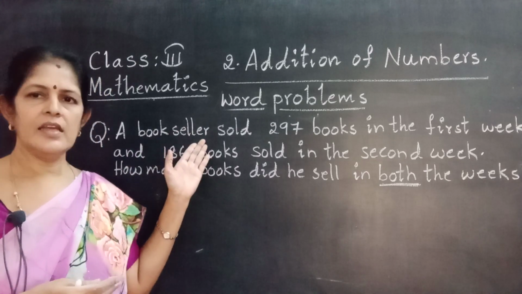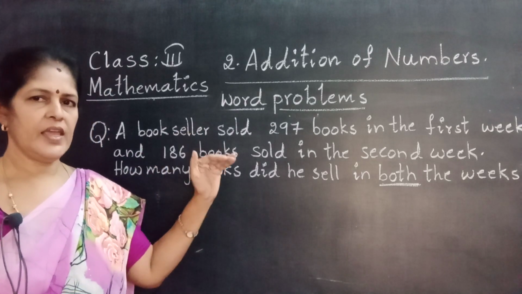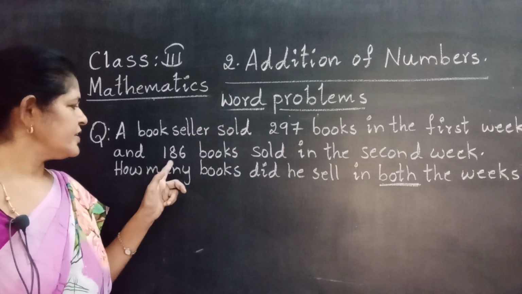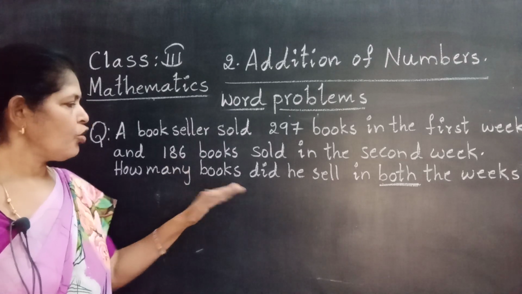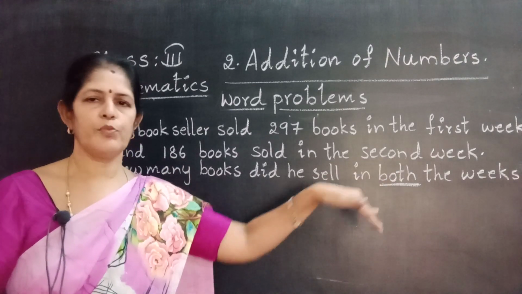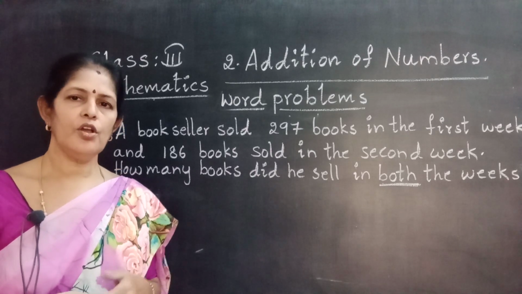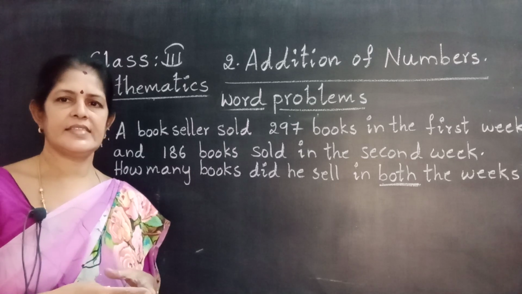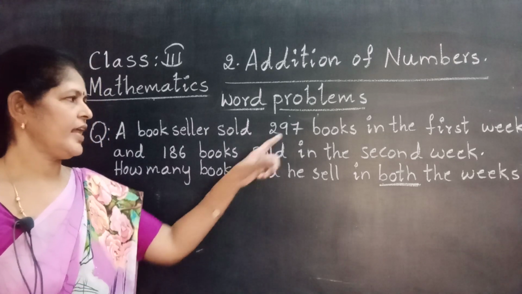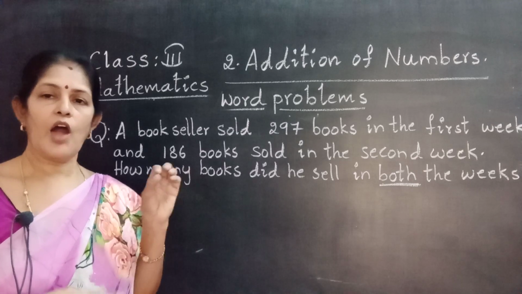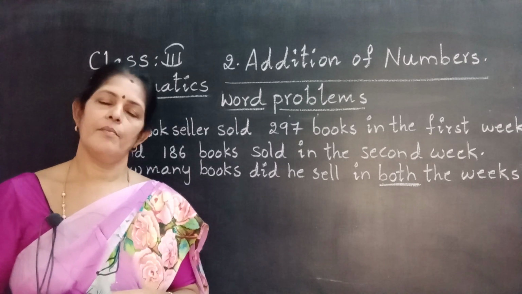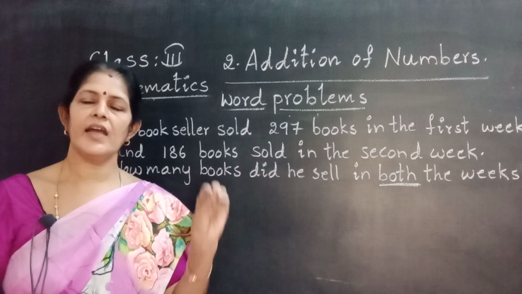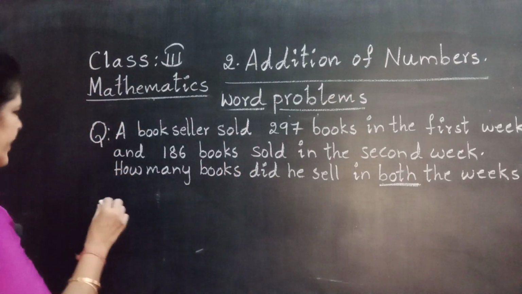The bookseller sold, understood? First week 297 books he sold. In the second week he sold 186. How many books did he sell in both the weeks? That means we are going to put together the given two numbers. How do you get the answer? Yes, by the total. Here we are going to find the total. Now I am going to write the answer.